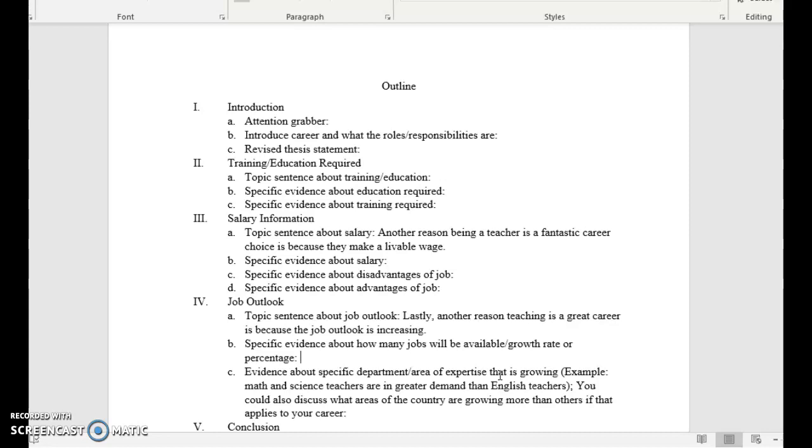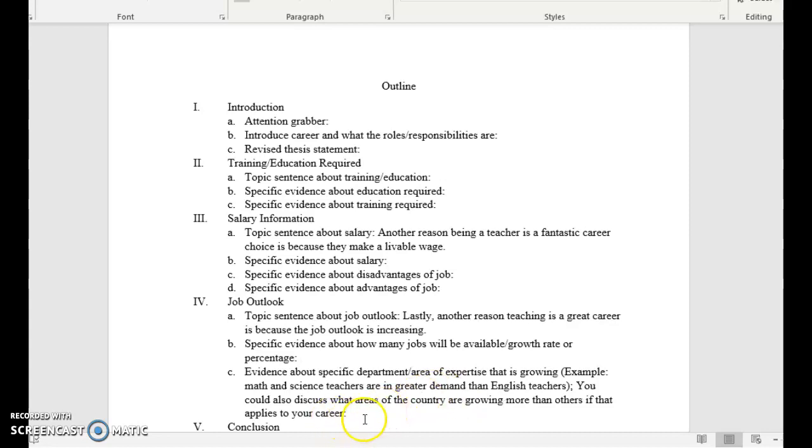So depending on your specific career, you're just going to adjust it to whatever works for you. But I would say something about how maybe there are more jobs available as science and math teachers than there are with English teachers, right? There's a lesser demand. So whatever works for that, again, you're just finding evidence about a specific department, area of expertise, or a specific part of the country where jobs are growing more so than others. You're just giving some generalized information about your career, okay?